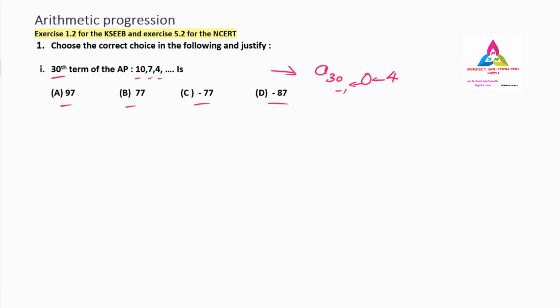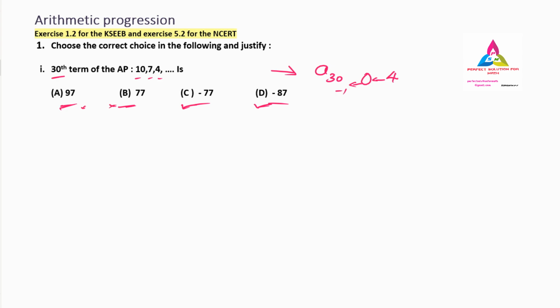So here only we can guess that C or D may be the answer, because A and B are positive, and 10 is the largest number, next is 7, see, decreasing. So we can directly say that C or D is the answer, not A and B. So here only we can understand.